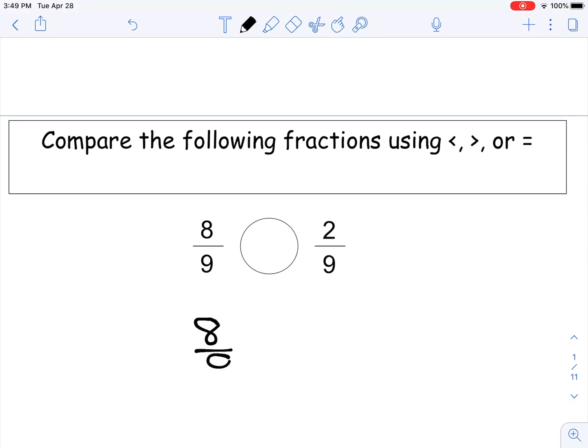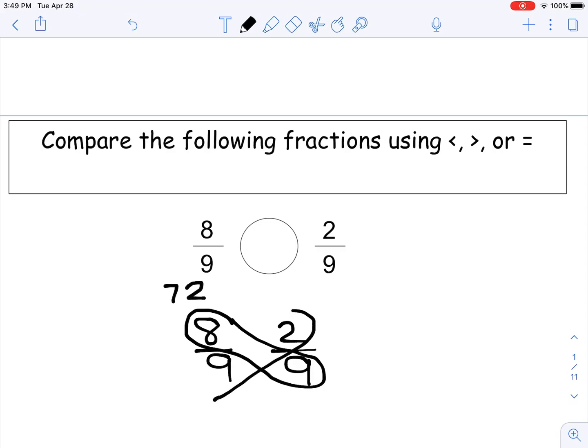So I have 8/9 and 2/9. And be careful. Notice how I start with the first numerator. 8 times 9 is 72. Then do my second one. 9 times 2 is 18. And then you're going to compare those two values. 72 is greater than 18, so that would be my answer.